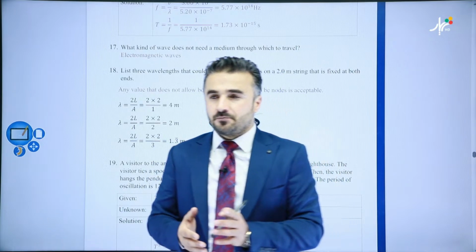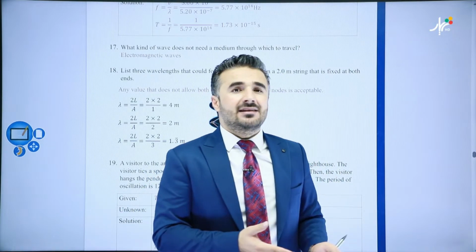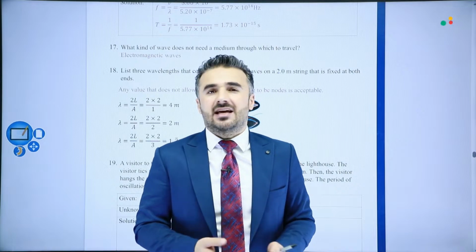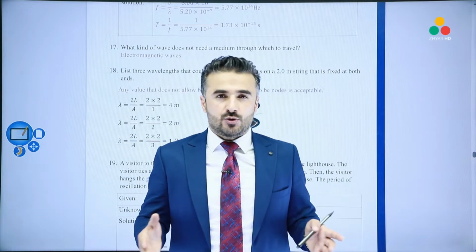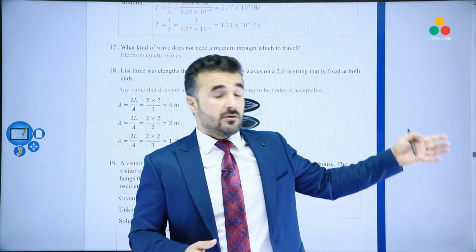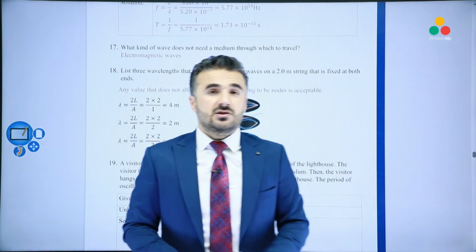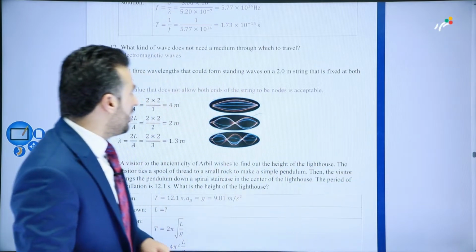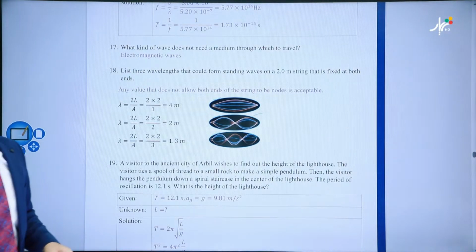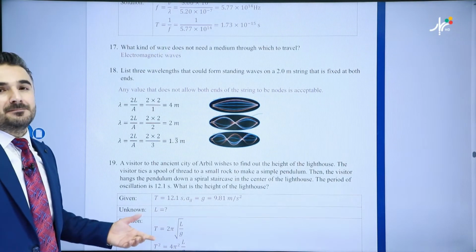But then we had electromagnetic waves on the other hand. Electromagnetic waves need no medium to travel through, just like they travel from the sun through empty space to the earth. So they don't need a medium. What type of wave? Electromagnetic waves need no medium.